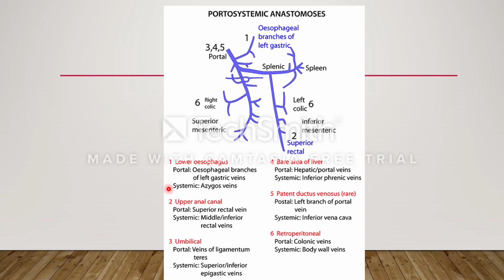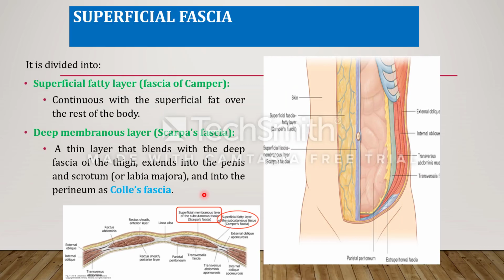So if there is portal hypertension in liver cirrhosis or many other causes, if the portal veins are blocked, the areas which are drained by the portal vein will drain through the systemic vein by the portosystemic anastomosis. The anastomosis will be dilated up, and it will function and drain that area which is now not draining through the portal vein. This was about the skin.